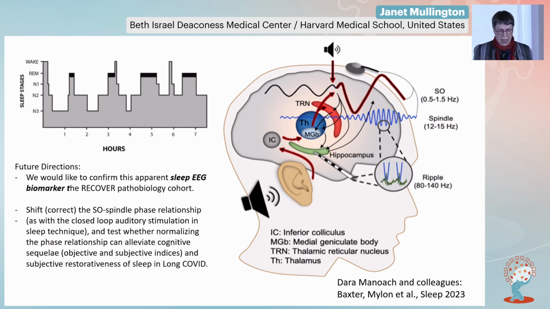So what we want to do next is look at the RECOVER data set, where the adult pathobiology RECOVER data set has hundreds of facility sleep studies. We'd like to look there. And we'd also like to try some closed-loop auditory stimulation techniques with collaborators Manoach and Baxter at MGH to see if we could actually move the phase relationship between the slow oscillation and the spindle.